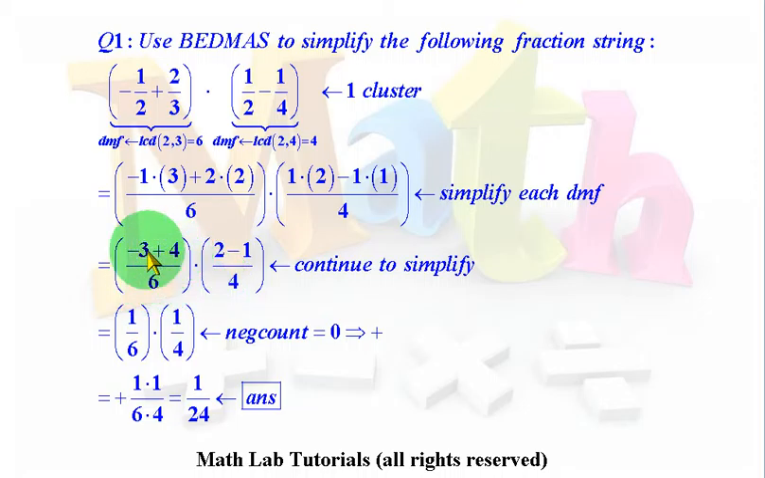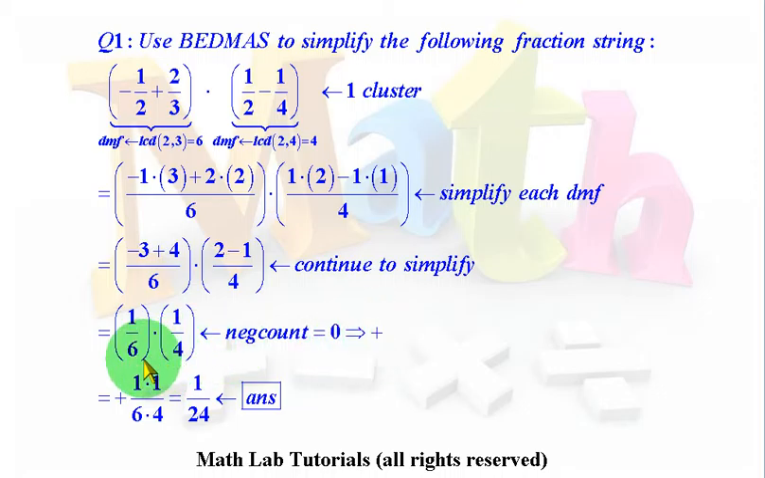Over here we get a 4 minus 3, which is 1, so it becomes 1 over 6. 2 minus 1 is 1, so it becomes 1 over 4. Over here we see a dot, so in the next step, we do a neg count. The number of negatives is 0, so the result must be positive. Remember, when the neg count for a single cluster is even, and 0 is even, then the result is positive.